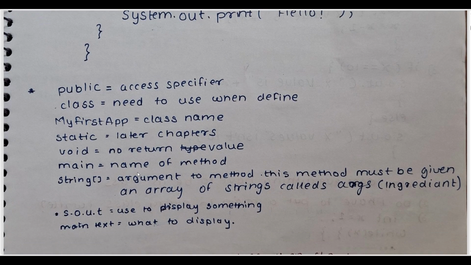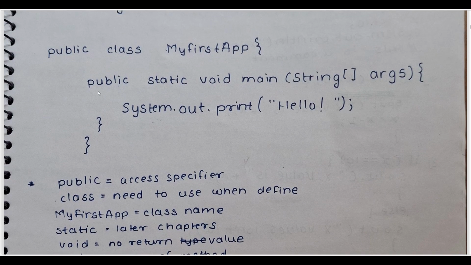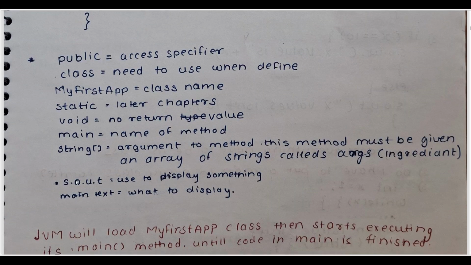Now main is the name of the method. So as I told you, public static void main, this is the main method, and the name of the main method is main. Now String[] args, argument to the method. Which method? Main method. This method must be given an array of strings called args.